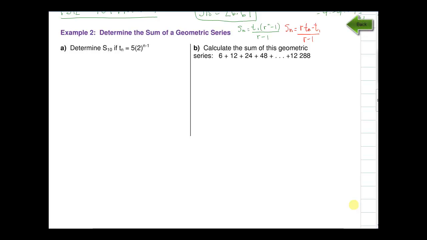Okay, so we're going to take a look at two more questions. For example number 2, where we determine the sum of geometric series, I have our formulas at the top here again for easy reference. On the first question, you've been asked to determine the sum of the 10th term, so S subscript 10, if T subscript n equals 5 times 2 to the n minus 1. So notice you are given the general term.